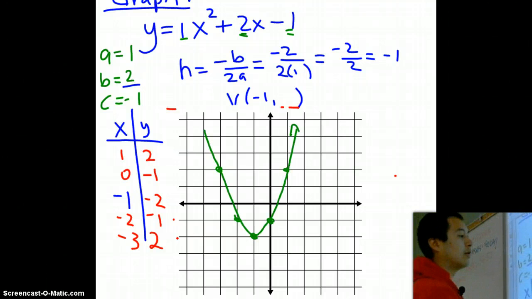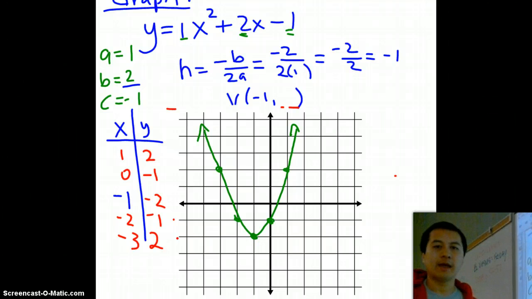Curve. Go up. If I change it to an inequality, can you still graph it? You should be, right? Same idea.